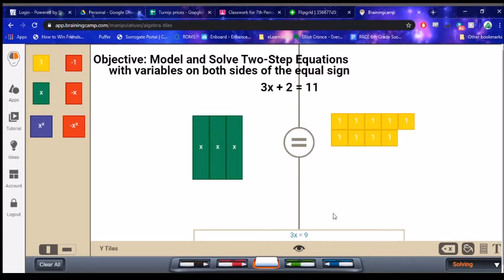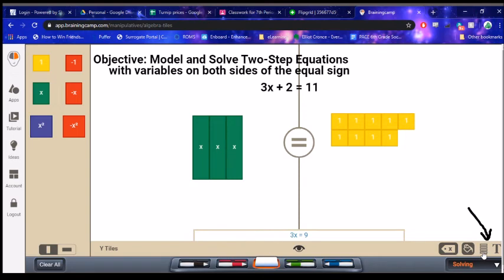Now we've accomplished the first step. We have our x's on the left side of the equal sign, and we have our 1's on the right side. Our variables are on the left, our constants are on the right. They're separated, and that's exactly what we want. That's step 1. Step 2 for a two-step equation is we need to find out what 1x is equal to. Right now we have 3x is equal to 9, but what is 1x equal to?